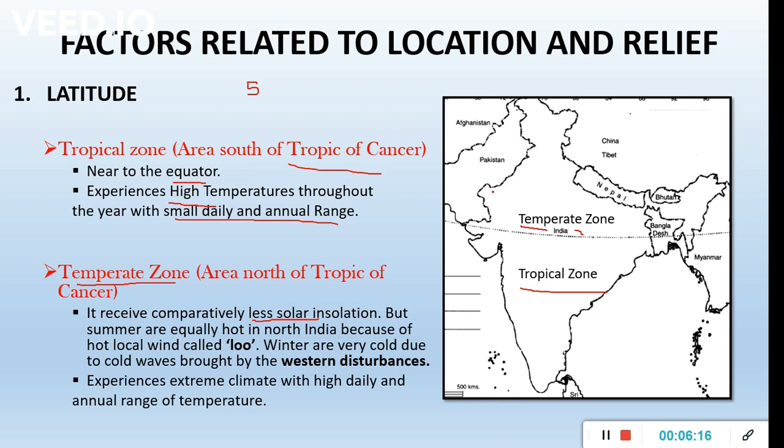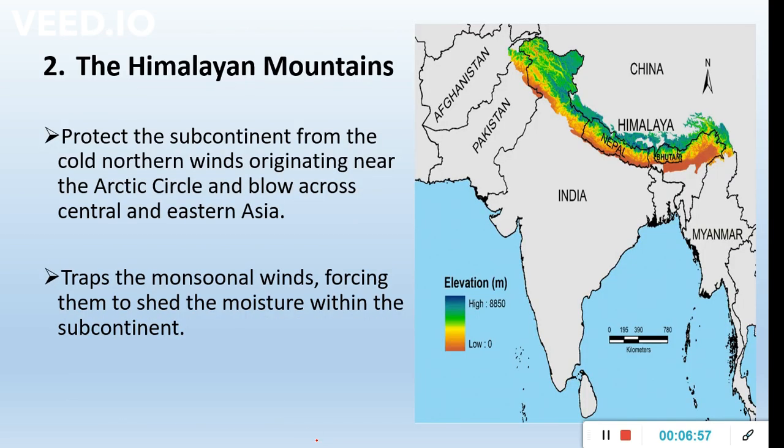But in our temperate zone, what happens? Summers are equally hot in North India because of the hot local winds called Lu. And winters are very cold because of the cold waves brought by the western disturbances. These western disturbances originate over the Mediterranean Sea, and enter the Indian subcontinent from the west and the northwest during the winter months. Because of this, our temperate zone experiences extreme climate with a high daily and annual range of temperature.